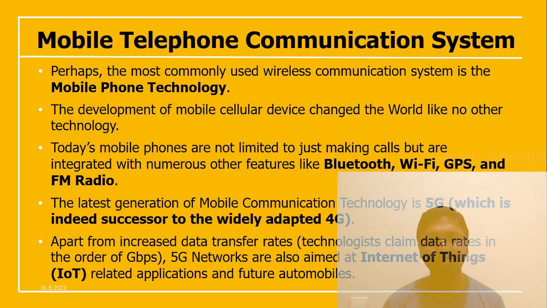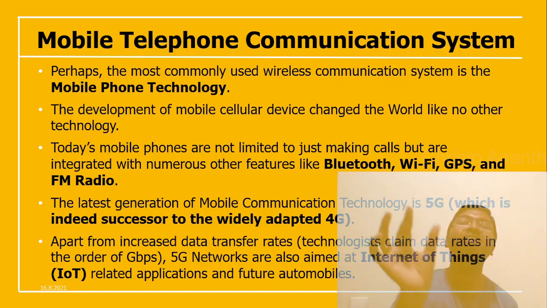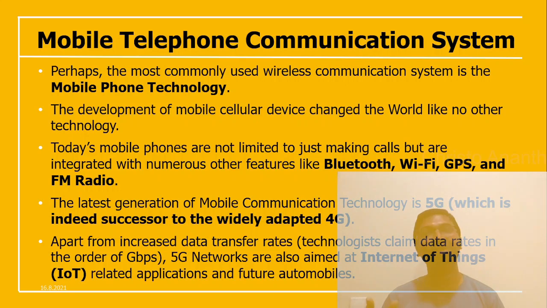The most commonly used wireless communication system is mobile phone technology. Mobile services have evolved like no other technology. Today's mobile phones are not limited to making calls, as earlier ones like Nokia button phones were. Now several features have been added, like Bluetooth, Wi-Fi, GPS, and FM radio. We have come through 2G, 3G, 4G, 5G, and we are marching into 6G.